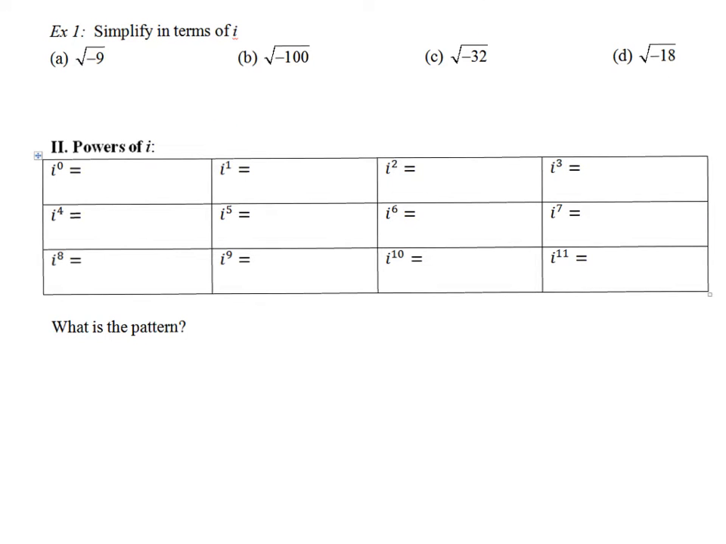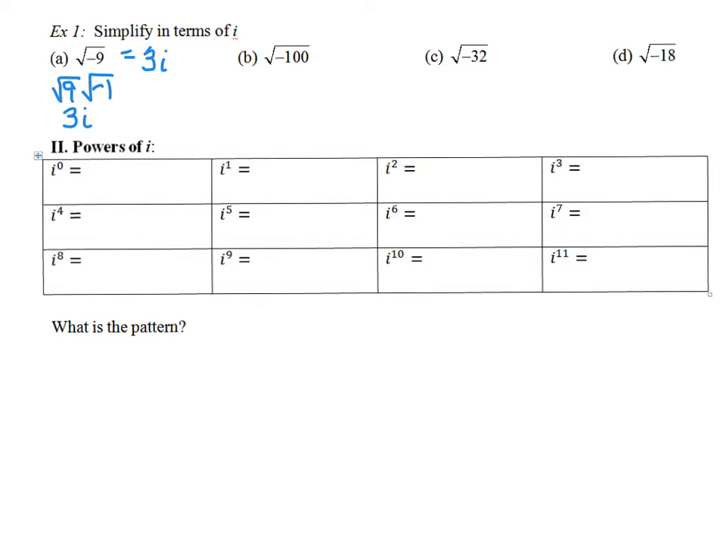Let's try a few examples with this i idea. So the square root of negative 9, I would rewrite that as the square root of 9 times the square root of negative 1. Because 9 is a perfect square, I can say the square root of 9 is 3. But the square root of negative 1 is i. So the square root of negative 9 would be simplified as 3 times i. So there's an example of an imaginary number answer.